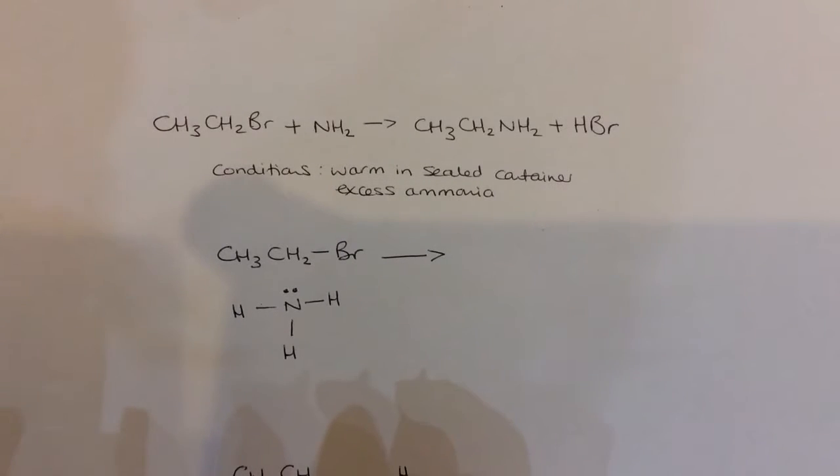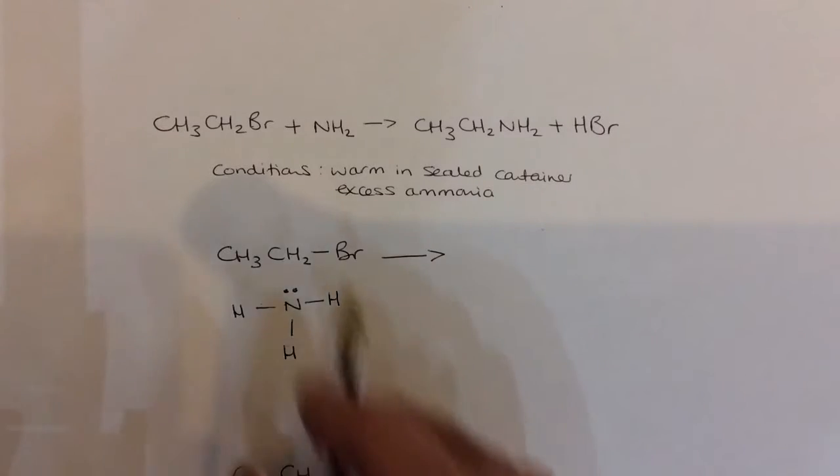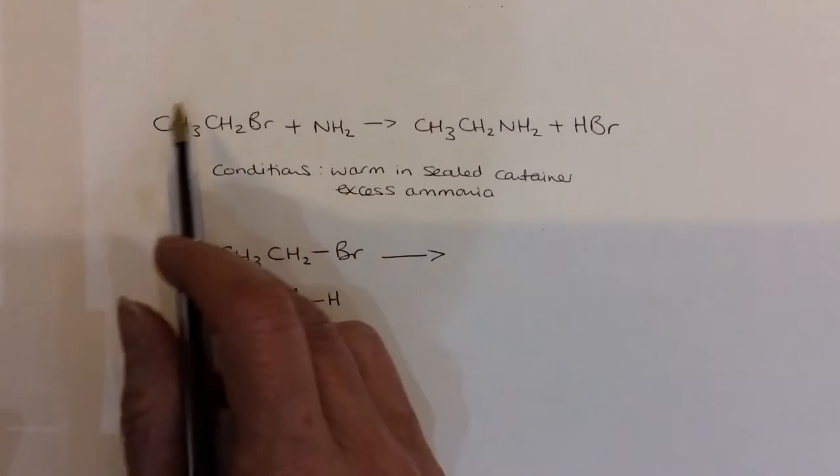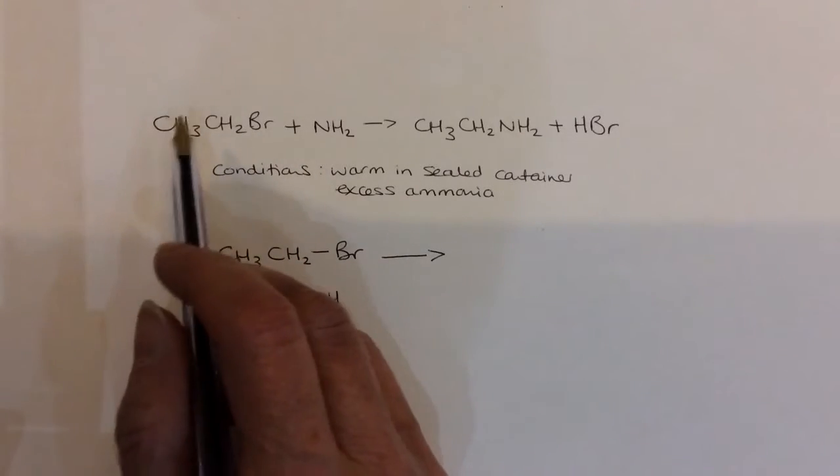This tutorial is to cover topic 4.6 on amines. The first thing we're going to look at is part A, which is the formation of primary aliphatic amines from halogenoalkanes and nitriles. So to start off with, we'll look at the formation from halogenoalkanes. We'll take an example as bromoethane.